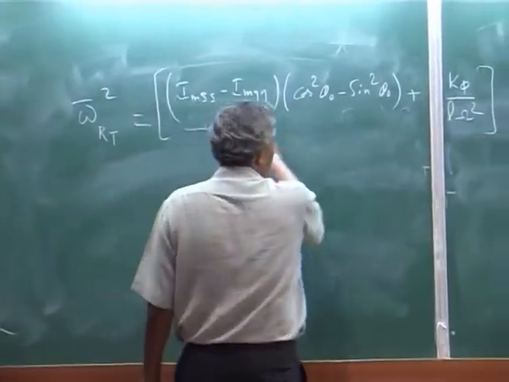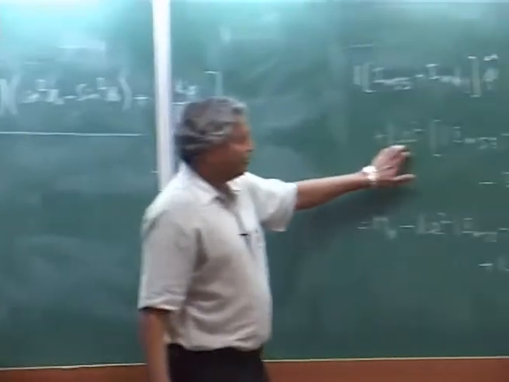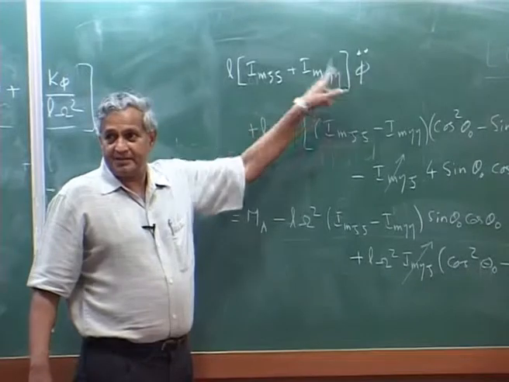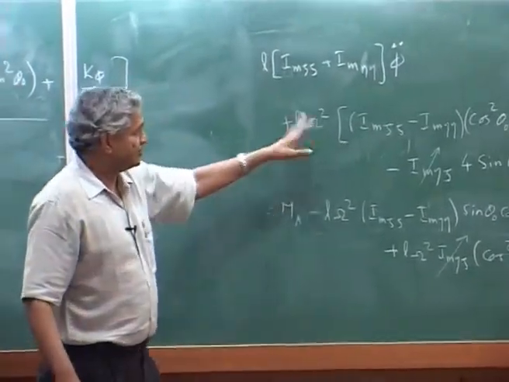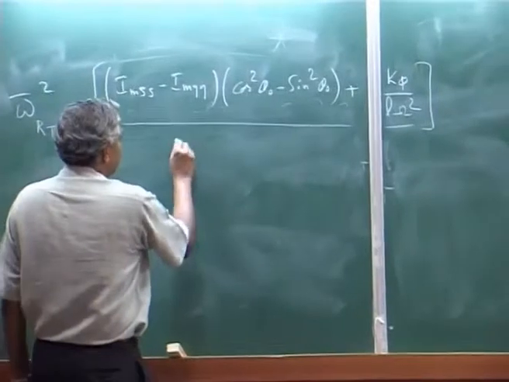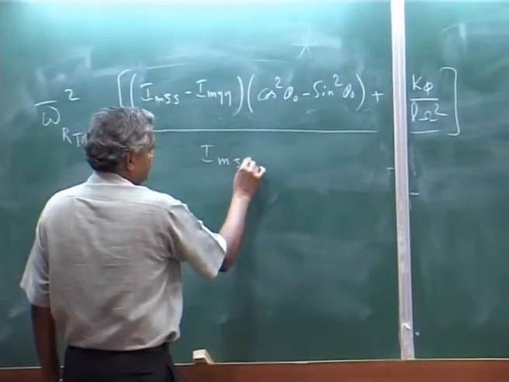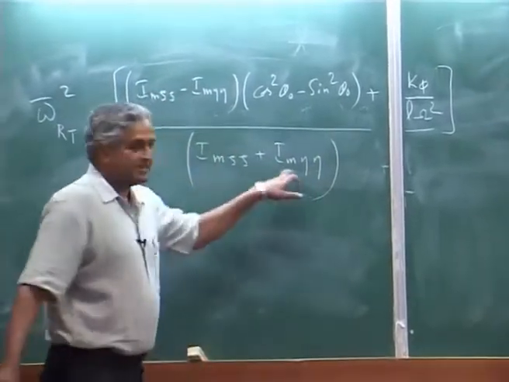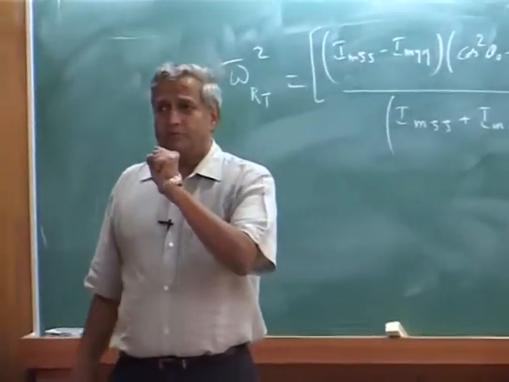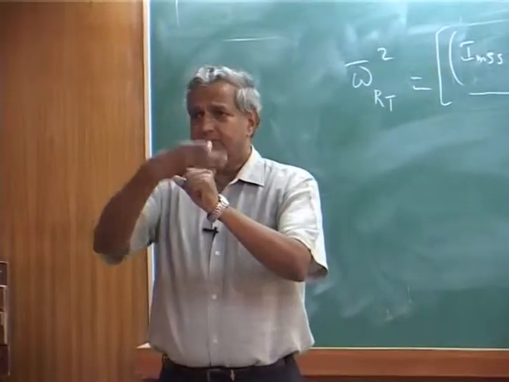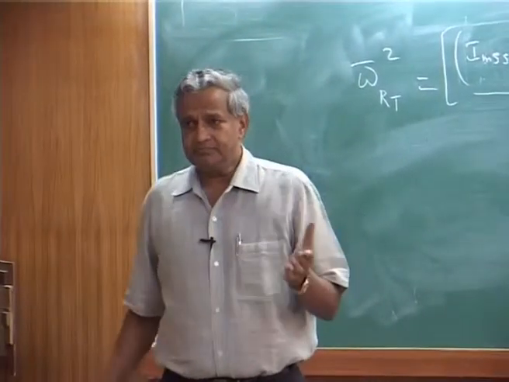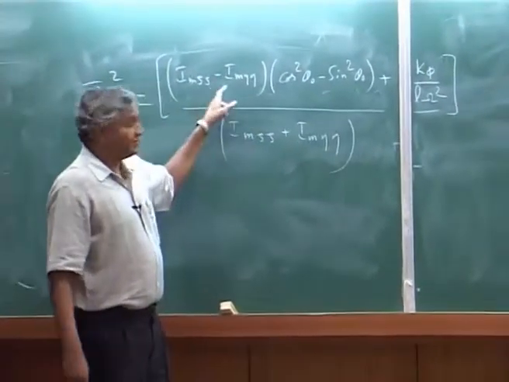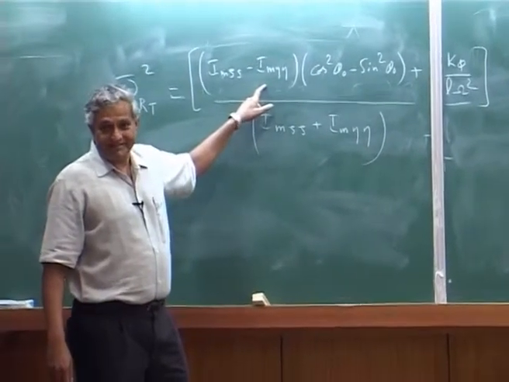Okay. And because you make this L omega square non-dimensional, another omega square will come, so the L omega square will go up. You have Im plus Im. This is nothing but the mass moment of inertia of the blade per unit section. So this is the sum of this. This is the difference.